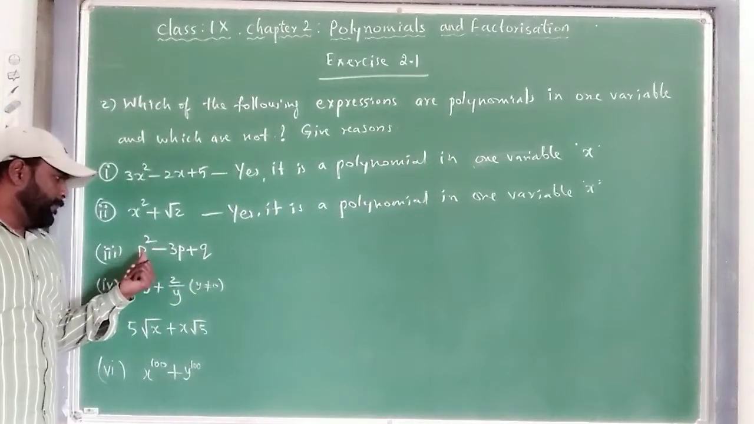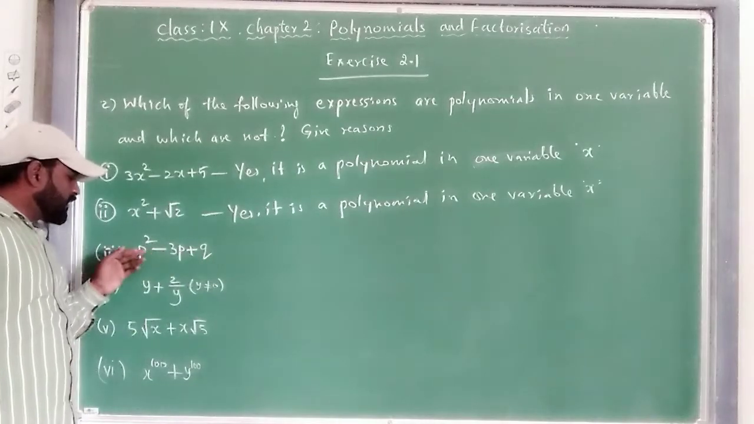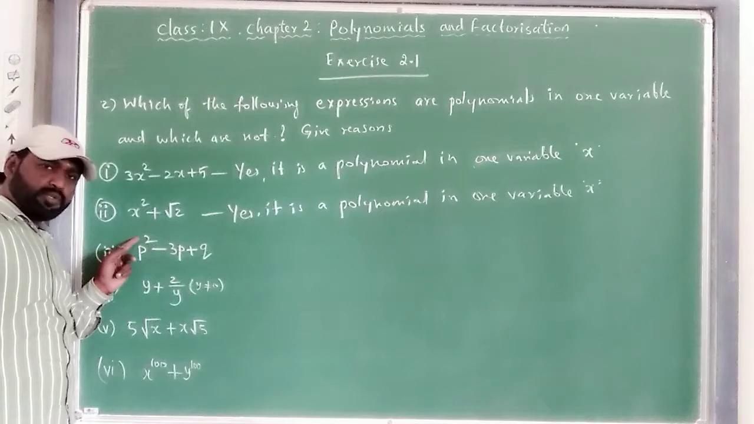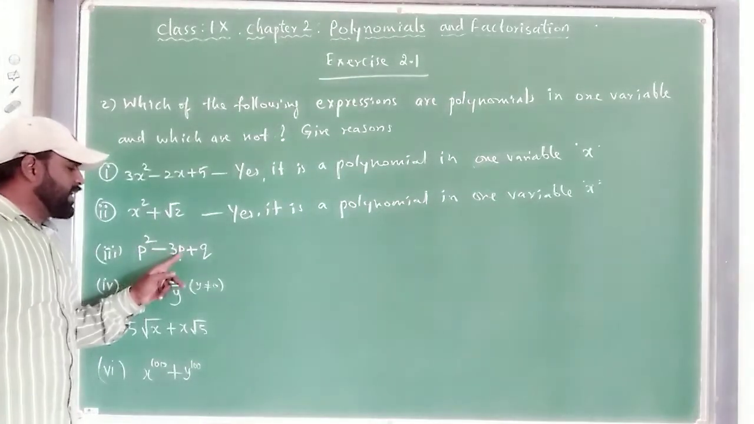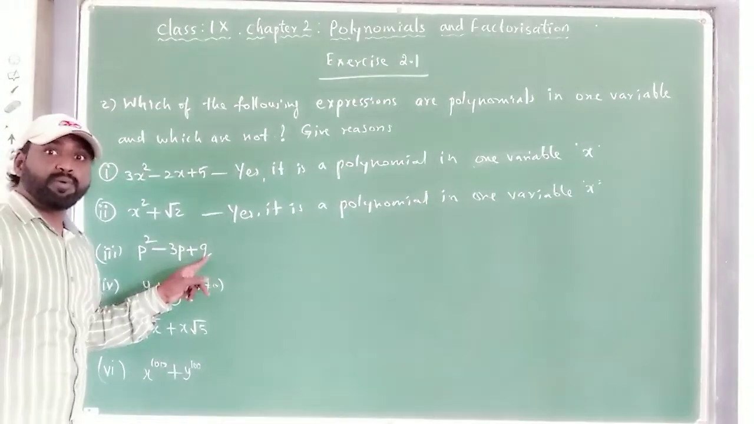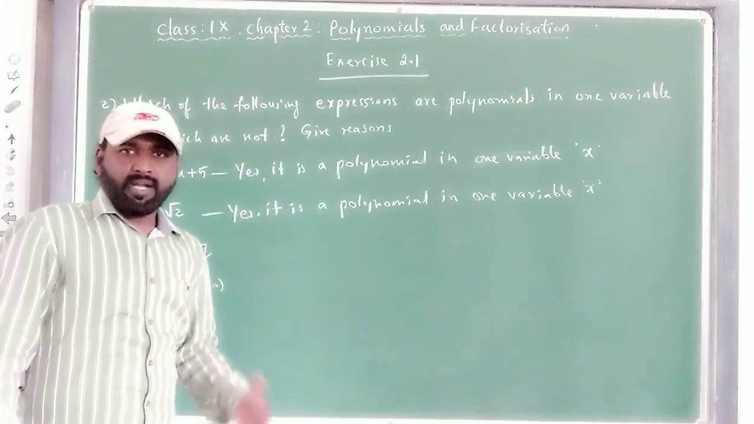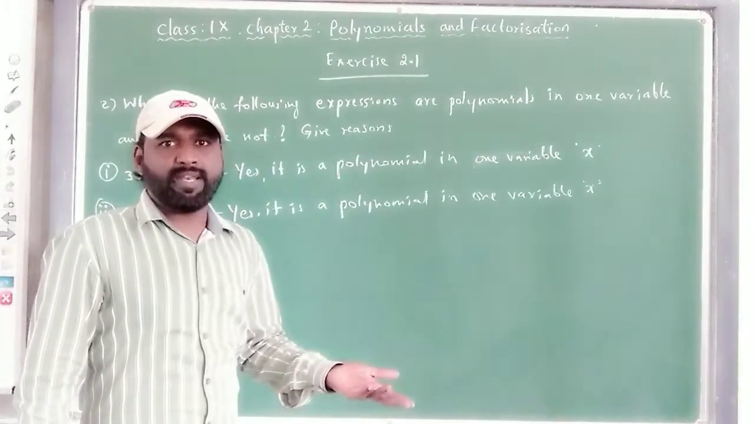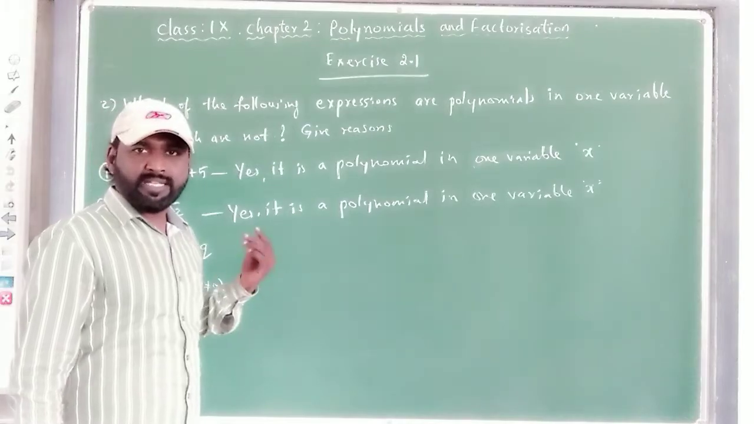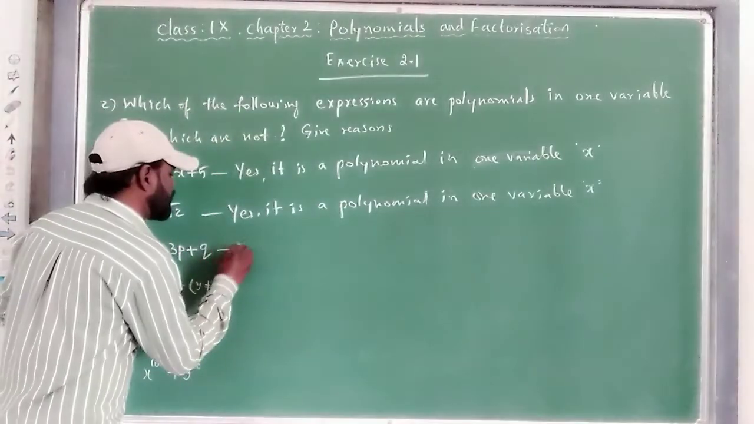Next one you see, p square minus 3p plus q. The first term variable is p and its degree is 2. Second term variable is p, its degree is 1. Third term variable is q. That means this entire expression consists of two variables. So it is not the polynomial in one variable. Reason what? There are two variables in this expression. No, it is not a polynomial.